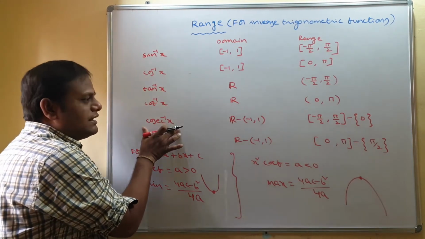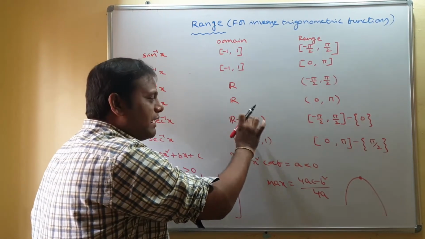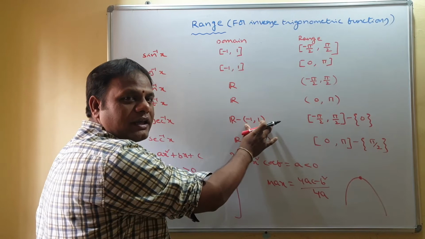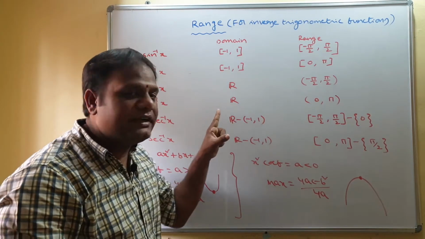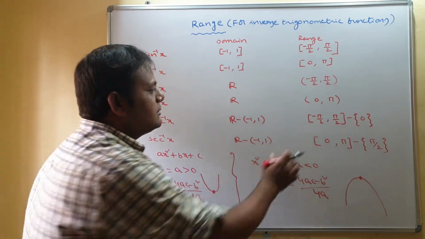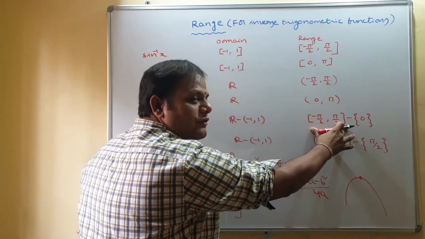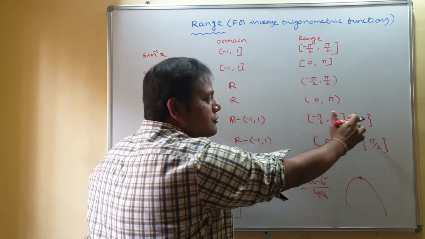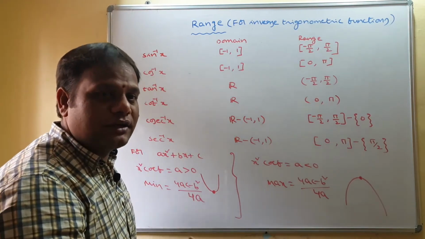Coming to cosecant inverse x, domain is real number set minus open interval minus 1 comma 1. Is it? That is, you know, minus infinity to minus 1 union 1 to infinity. Is it? And range for this, that is closed interval minus pi by 2 to 0, excluding 0. Why? Because you know cosecant 0 is not defined.